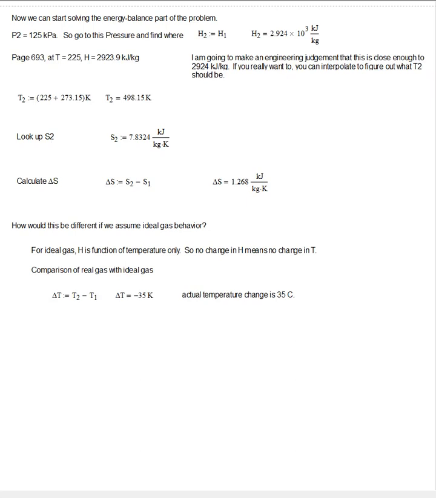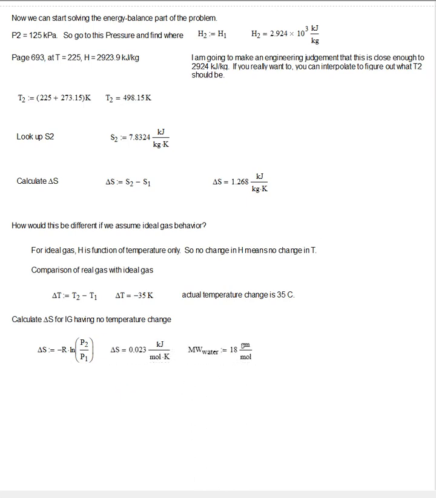What about for the entropy change? How does that compare? For an ideal gas, delta S is equal to Cp log of T2 over T1 minus R log of P2 over P1. But since T2 is equal to T1 for an ideal gas, right? Remember, for an ideal gas, there's no change in temperature. All we're left with is minus R log of P2 over P1. And so we can do the calculation.